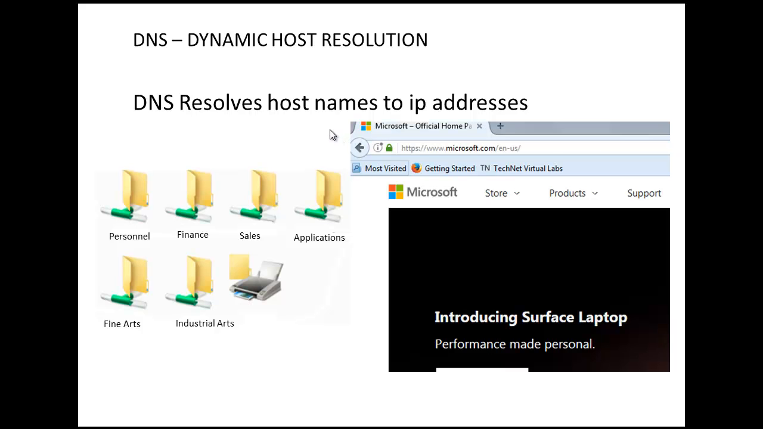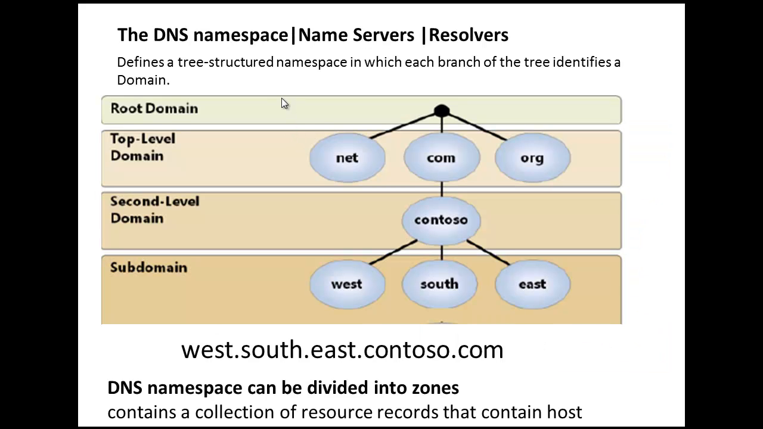The DNS component is really a database, and this database has a list of host names and the equivalent IP addresses. Now, DNS consists of three sections or three parts. Basically, you have the DNS namespace, you have name servers, and you have resolvers.